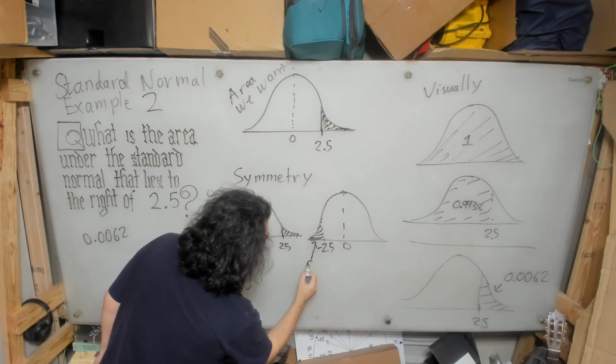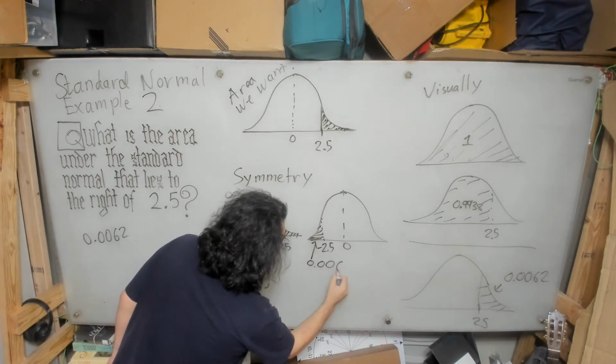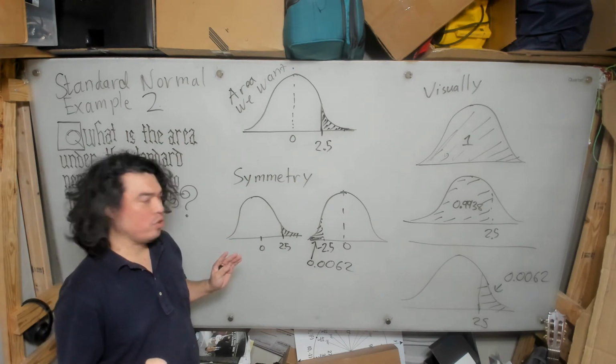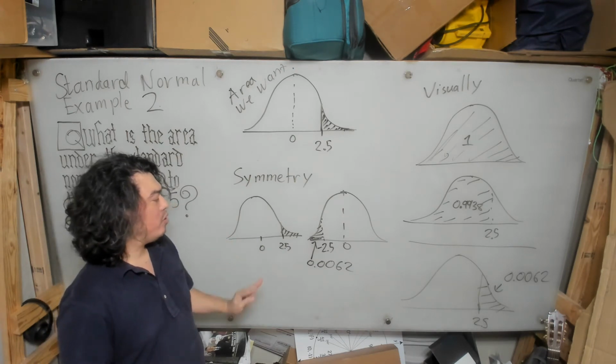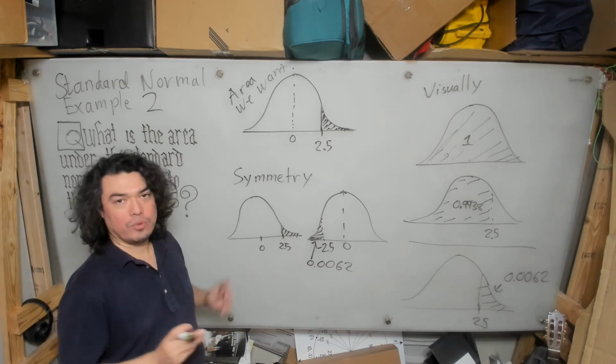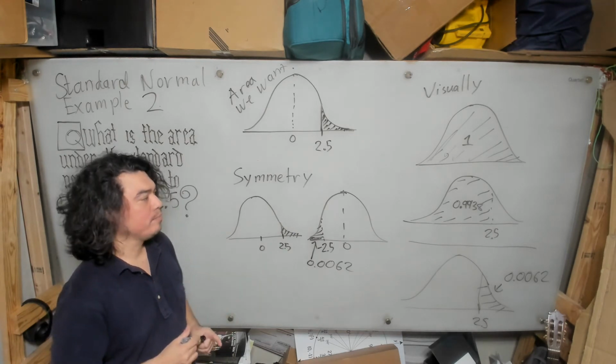This area is 0.0062. We got that straight off of the cumulative distribution table for the standard normal. And by symmetry, we know that that is exactly the same as the area to the right of 2.5, which is the area we were interested in. Okay?